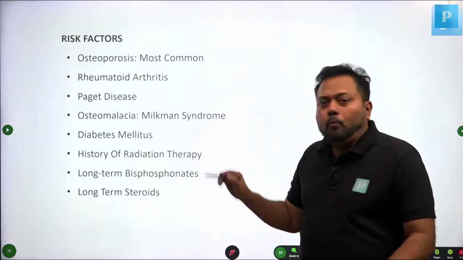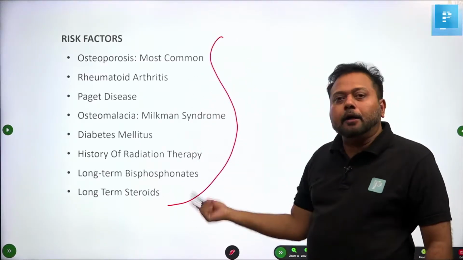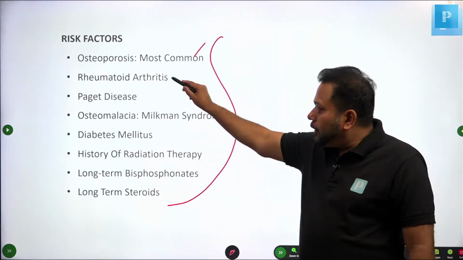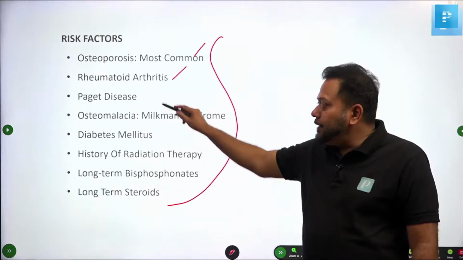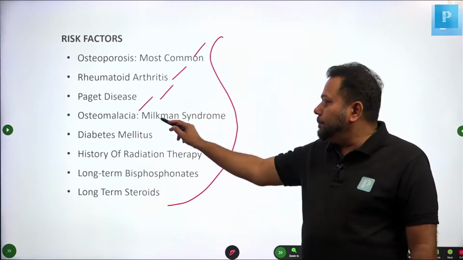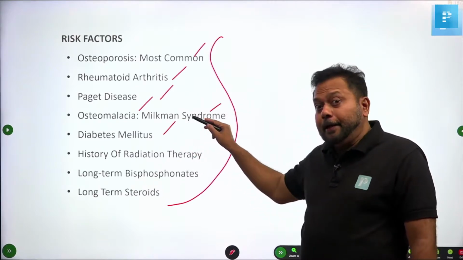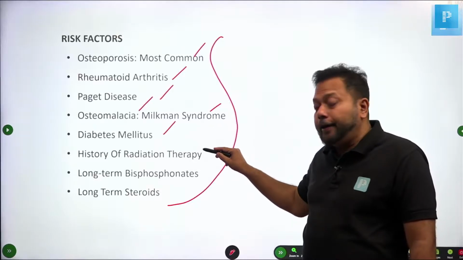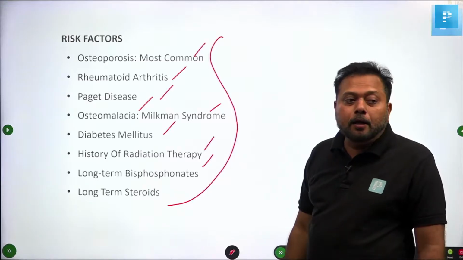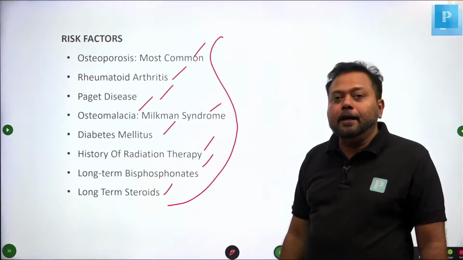Now, what are the risk factors? This time if they reframe the question, all are causes for sacral insufficiency except osteoporosis, the most common cause. Rheumatoid arthritis is an important cause that is mentioned. Paget's disease, osteomalacia, which is vitamin D deficiency, where it is called Milkman's fracture. Diabetes mellitus is a cause mentioned in the book. History of radiotherapy, long-term bisphosphonates like alendronate and zoledronic acid, and long-term steroids. These are the risk factors.